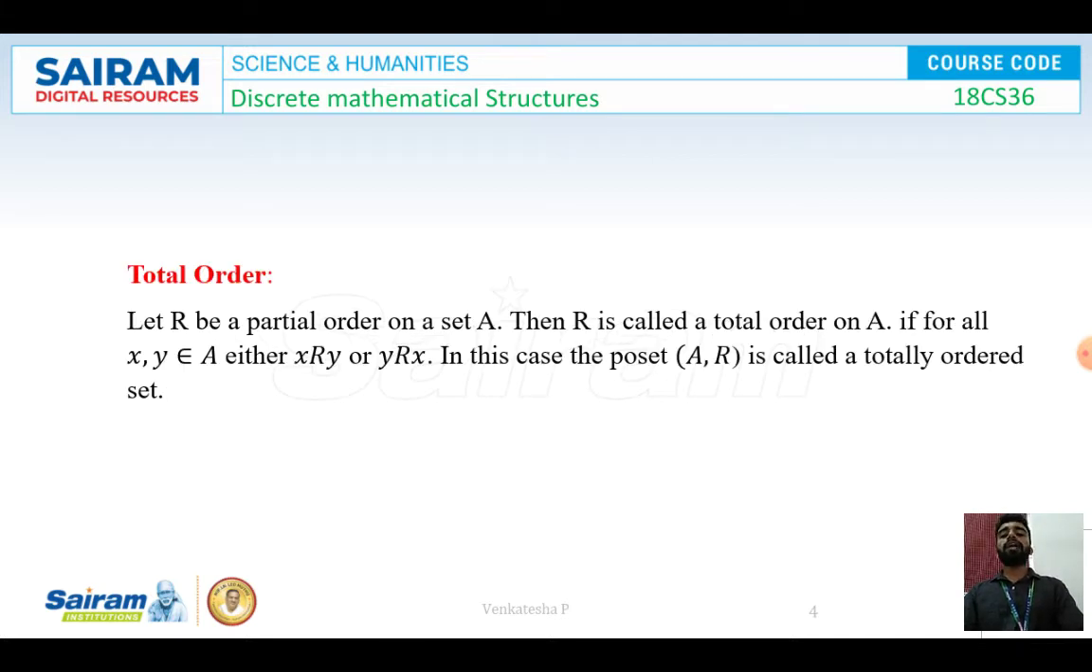Total order. So let R be a partial order on set A, then R is called a total order on A if for all x comma y belongs to A, either x R y or y R x must exist here. So in this case, the poset A comma R will be called a totally ordered set.